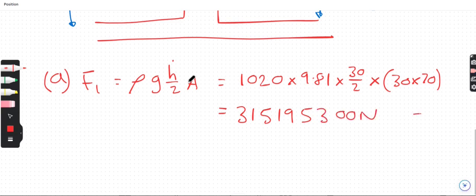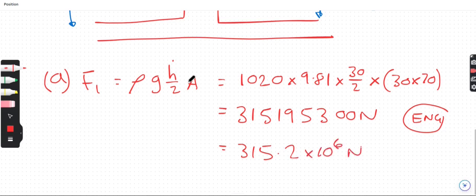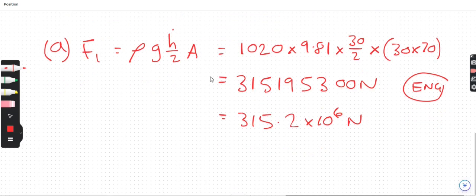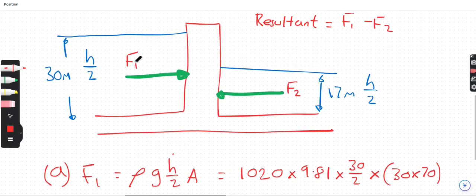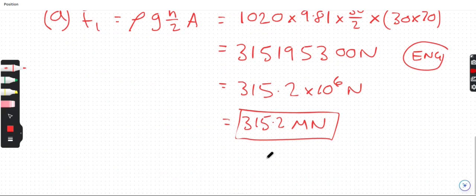315195300 newtons. Press the E and G button on your calculator and you will get 315.2 times 10 to the 6 newtons, which also equals 315.2 meganewtons. That's F1. So this F1 here, that's how much force is trying to push it over.